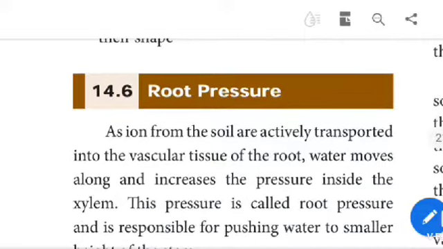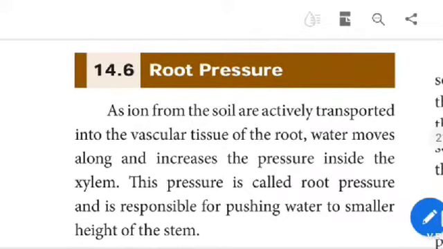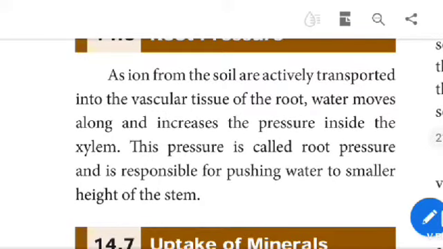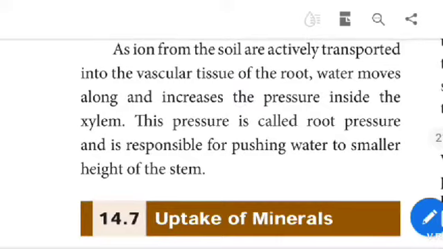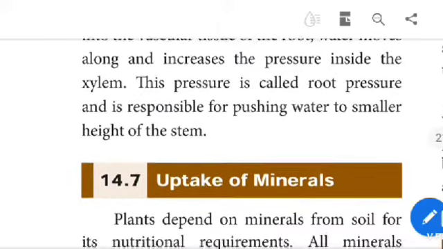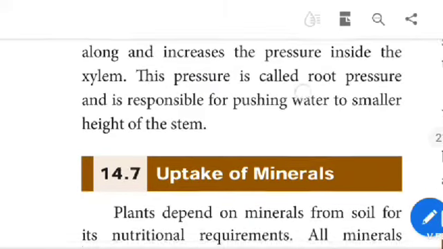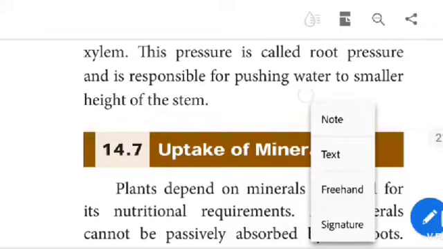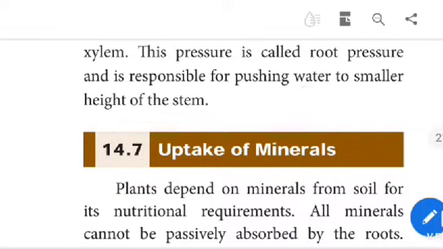Root pressure. As ions from the soil are actively transported into the vascular tissue of the root, water moves along and increases the pressure inside the xylem. This pressure is called root pressure and is responsible for pushing water to a small height of the stem.